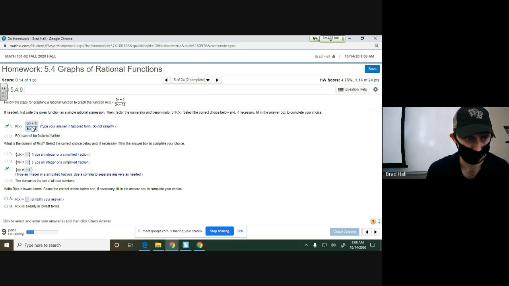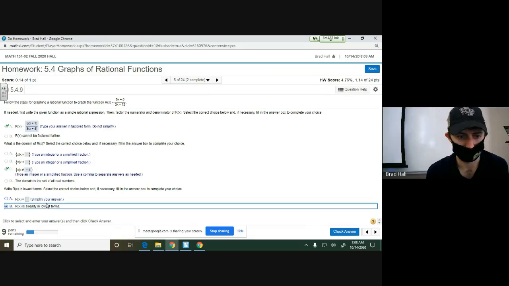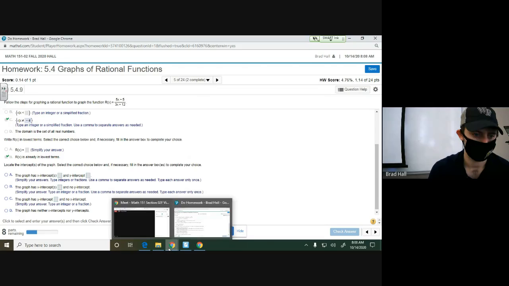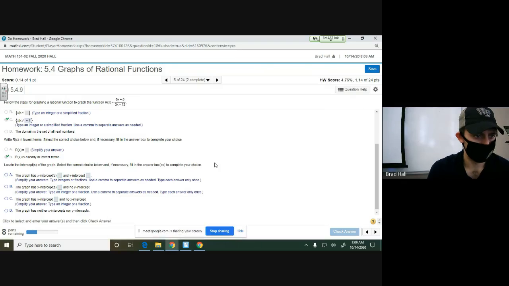So we can look at the factored form and see, is there anything the same in the top as in the bottom? And if so, we can cancel them out and simplify this, but there's not. It's already in lowest terms. There's nothing in the numerator that's equivalent to the denominator that we could cancel out. Everything's different. So it's already in lowest terms.